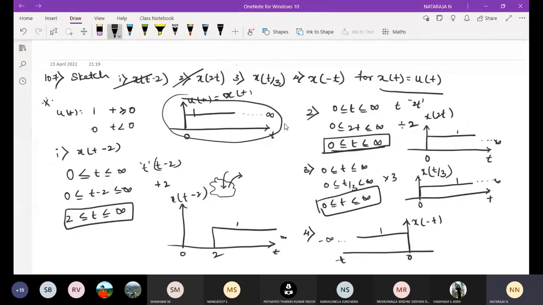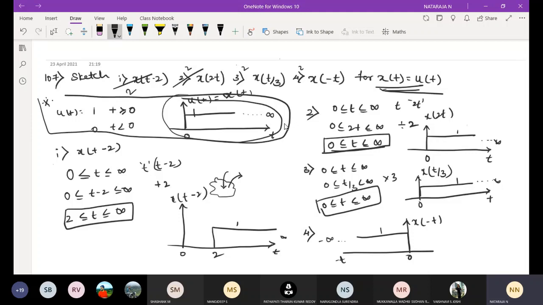For each one, they will give 2 marks. 2, 2, 2, 2. The remaining one, we need to sketch for u of t and x of t. For this they will give 1 mark. Like that they are going to divide.